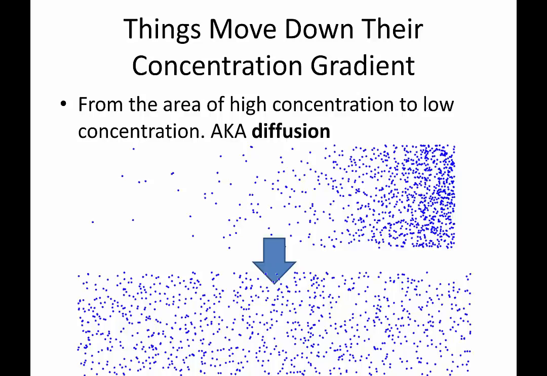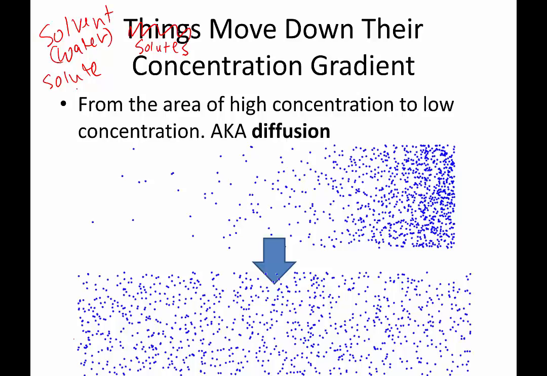And now we're going to go over a new concept, and that's that things move down their concentration gradient. And by things, I actually mean solutes. I'll talk a little bit more about what this means in lab, but if you're making Kool-Aid, the solute is the Kool-Aid packet, and the solvent would be water. So the solute is what dissolves in the solvent, and the solvent is what dissolves the solute.